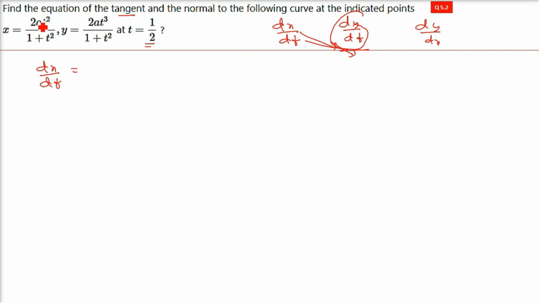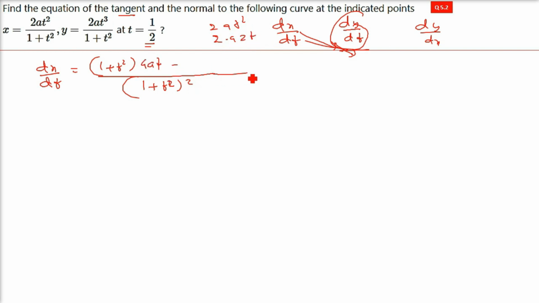Okay, dx by dt: 2a square by 1 plus t square. P by q, we will use the quotient rule. Just remember that we are differentiating with respect to t. And finally we'll put t as half whenever we get the dy by dx. So 1 plus t square whole square, the denominator is squared. 1 plus t square will be written like that. And 2a square, this will be differentiated. 2a square, 2a, and this is t square.